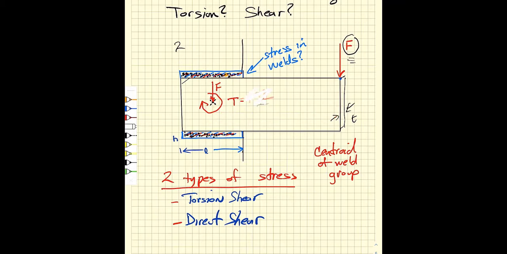So there's no doubt that I'm going to have shear stresses from direct shear, which is associated with the force F acting vertically downward. So I will have shear stresses acting on the welds that are pointing downward like so. And we're going to evenly distribute those shear stresses across the overall weld area. The other thing that we are going to have is torsional stresses.